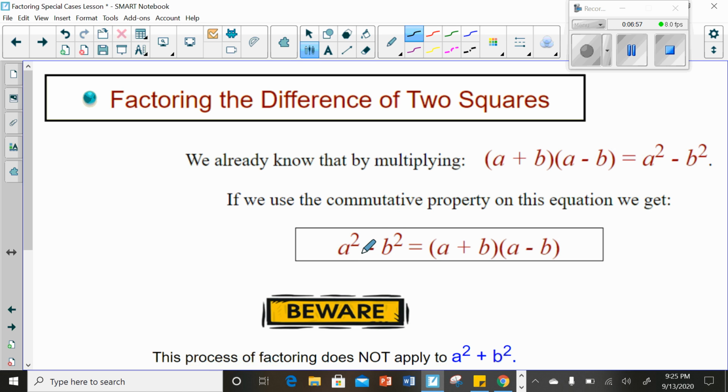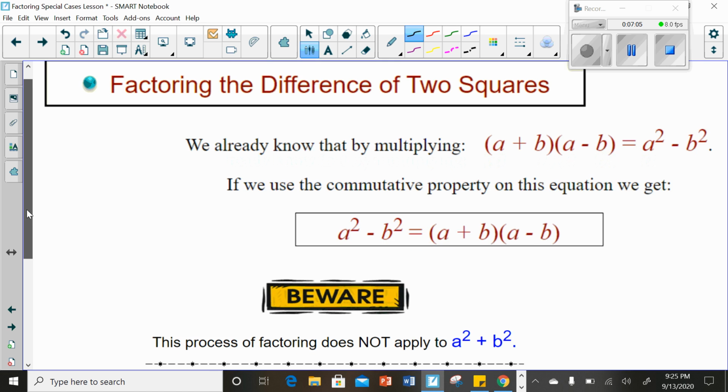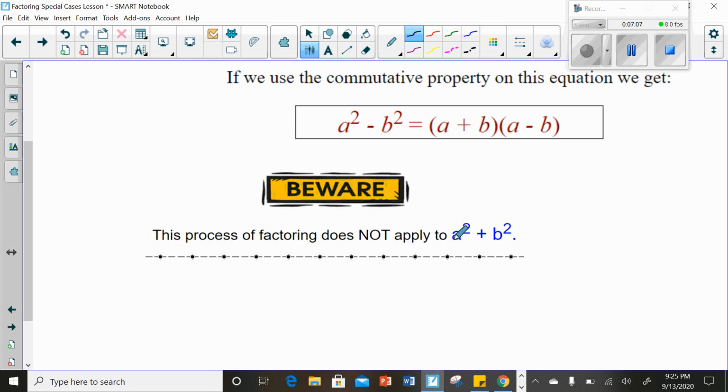So if there is a plus in here, this does not work at all. In fact, you cannot factor the sum of 2 squares at all. So that's what this is all about. You might want to highlight that. Beware. This process of factoring does not apply when there's that plus sign right there.